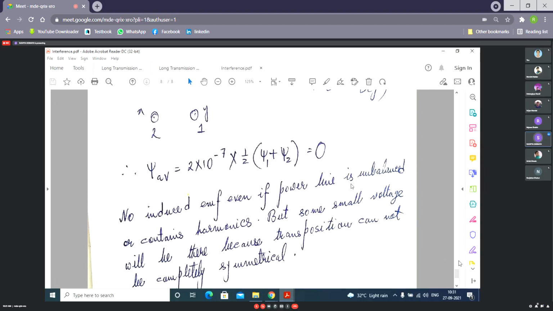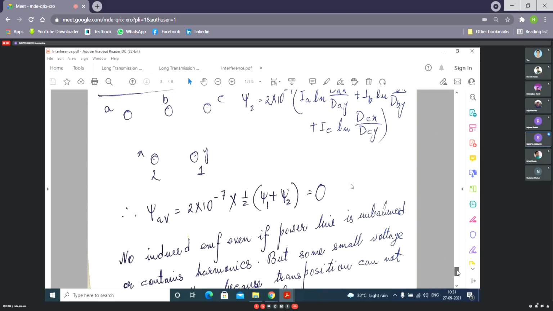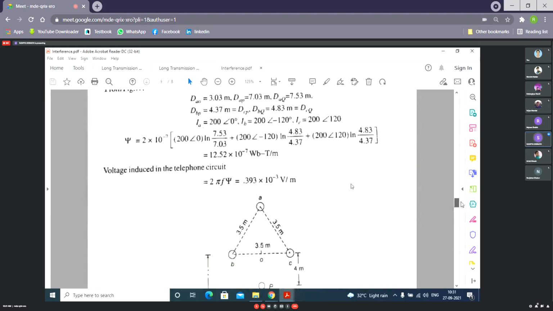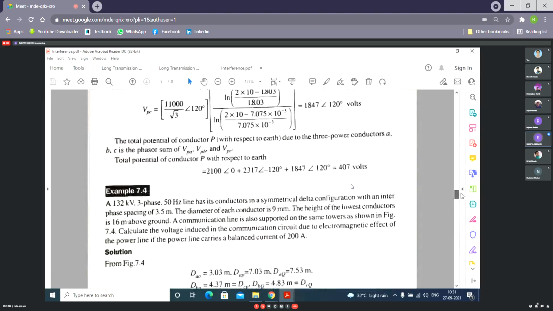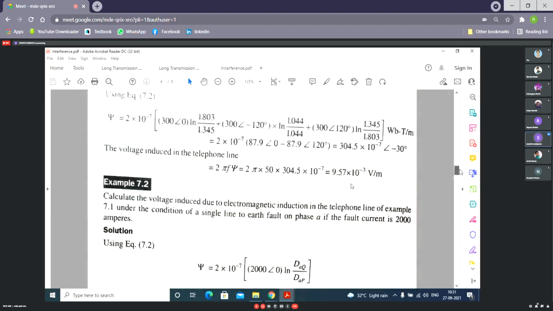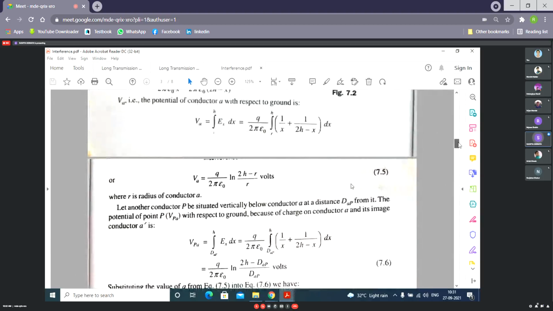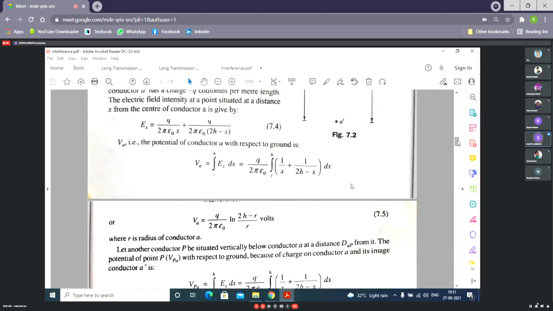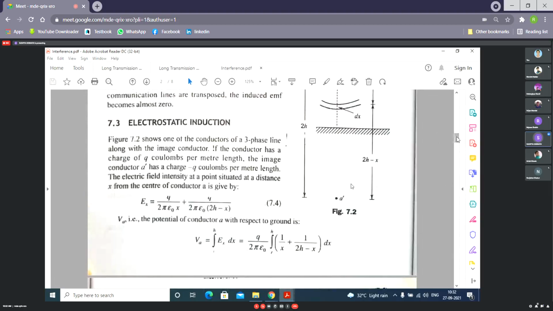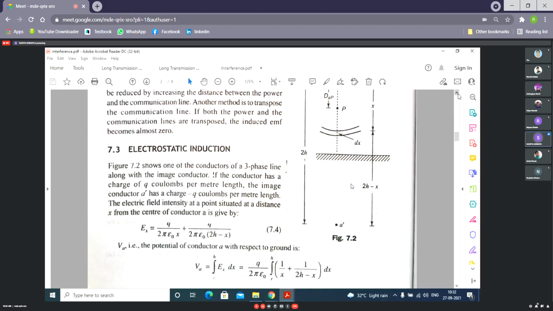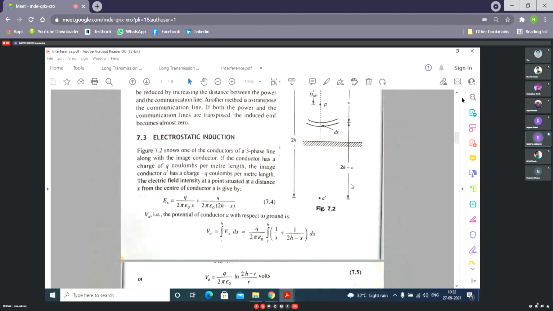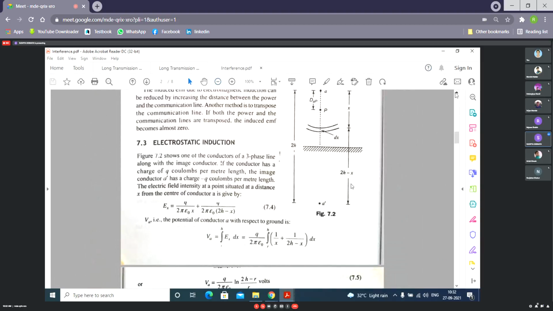So you must understand why the transposition of power lines is not always effective, and transposition of the communication line is required. Now the electromagnetic effect is over. We'll discuss some problems. Now let us find out the electrostatic effect.